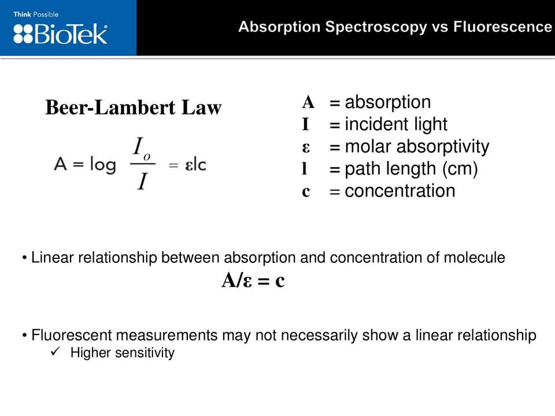So while I won't cover the Beer-Lambert law in excruciating detail, it is important to note the difference between absorbance measurements, which conform to this law, showing a linear relationship between absorbance measurements and analyte concentration, as opposed to fluorescent measurements, which may not necessarily show a linear relationship, but can provide lower detection limits. We'll cover this in more detail in later sections.